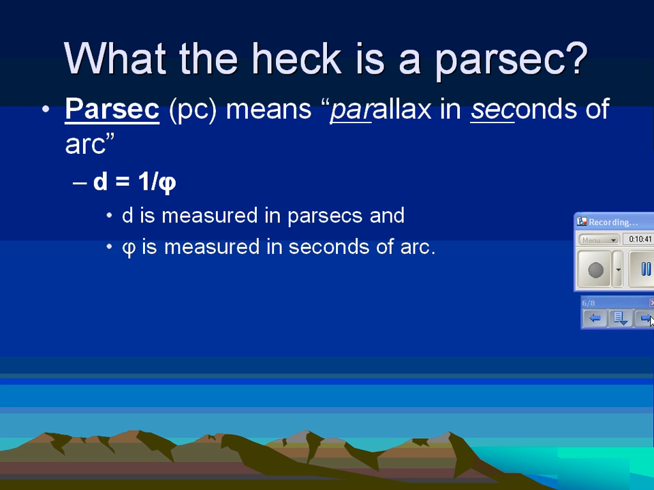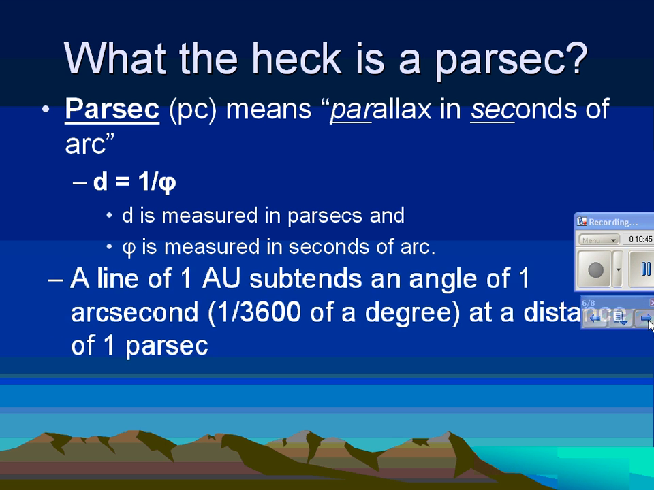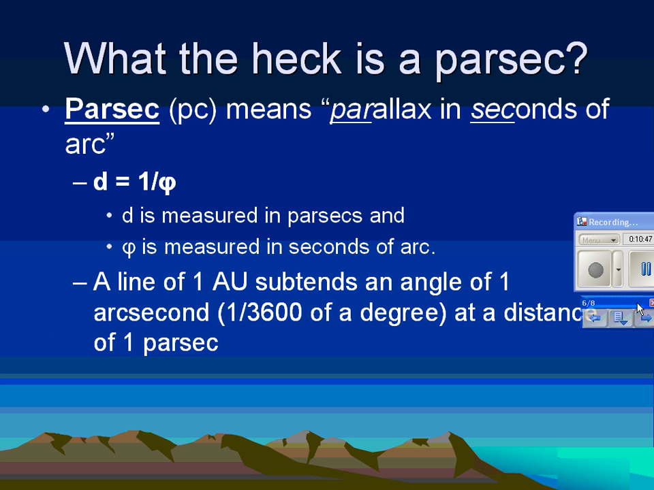Here's the definition of a parsec. It is the distance away from Earth where 1 astronomical unit, I guess it doesn't have to be from Earth, the distance away from anything where 1 astronomical unit from your vision would equal 1 arc second. It would subtend an angle of 1 arc second.